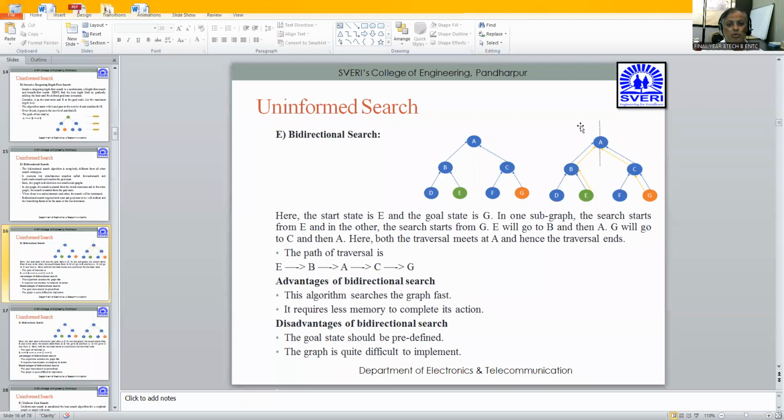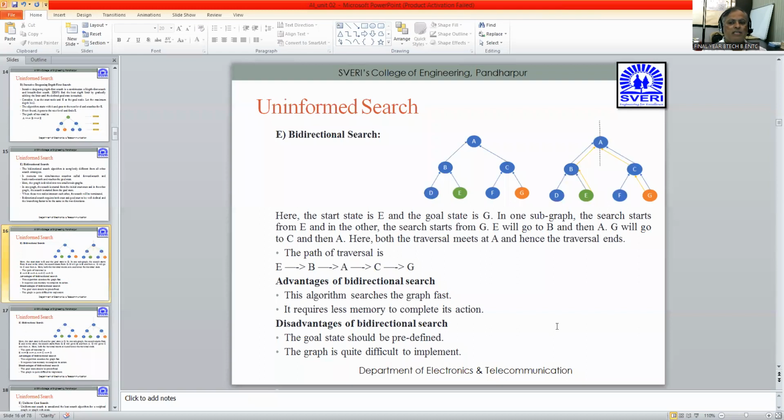So now what will be the total path that you are finding out, the traversal path? The traversal path will be E, B, A, C and G, because from here we reached A and from here we reached A. So it is terminating at A, that is why your graph will be E, B, A, C and G. This is how the bidirectional search will work out. That means it will start from both the nodes, that is the root node and the destination node.